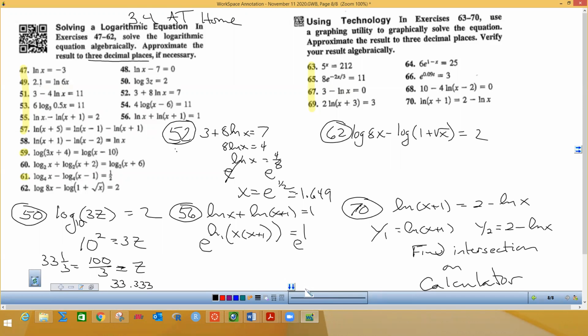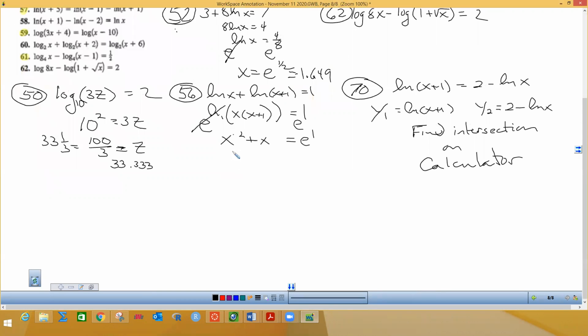So we're going to do e to this power and e to this power. So that is going to give us, and I'm going to distribute this x when I get rid of it because these reduce. And that's going to give us x squared plus x, when I multiply that in there, equals e to the first. Now there's 2 ways you can do this. One is we could set this thing equal to 0. And that means a is 1, b is 1, and c is negative e to the first. And then you can do quadratic formula.